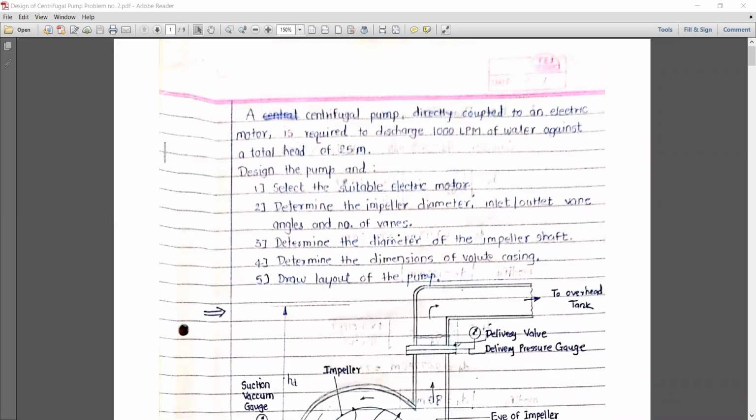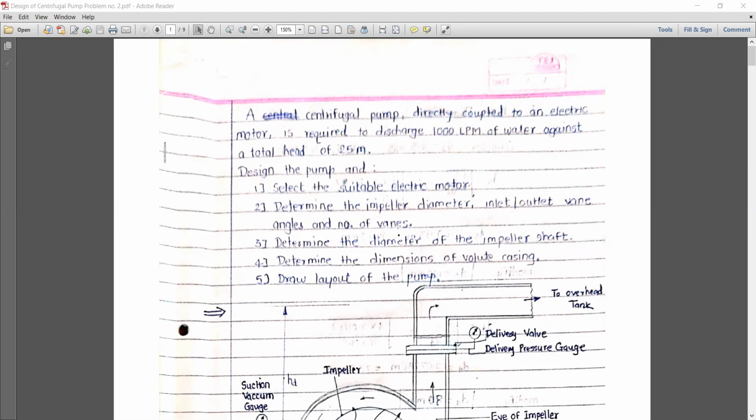A centrifugal pump directly coupled to an electrical motor is required to discharge 1000 liter per minute of water against the total head of 25 meter. The design should contain the following aspects. Select the suitable electrical motor. Then determine the impeller diameter, inlet and outlet vane angles, and the number of vanes. Then determine the diameter of the impeller shaft. Determine the dimensions of the volute casing and draw the layout of the pump.